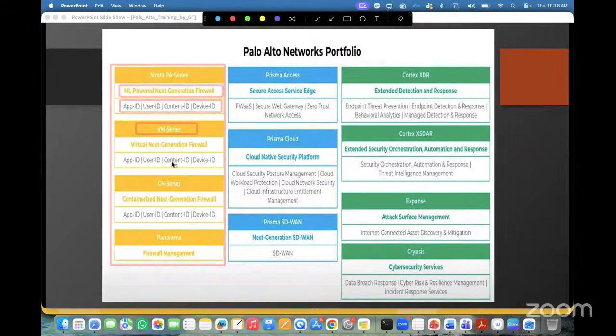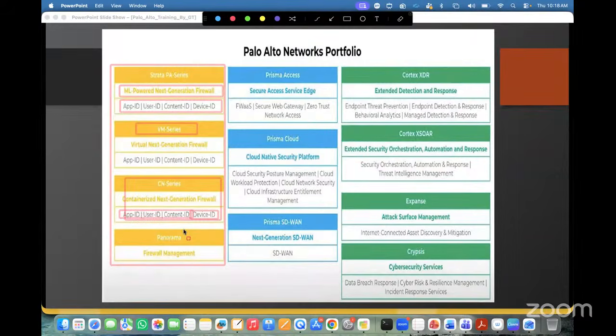Like, is it going to work? Can I do testing on my features or not? No, it's not like that. You can do everything. And similarly, we have the CN series firewalls, the containerized next generation firewalls, right? Application ID, user ID, content ID, device ID, these are all going to be there as well.